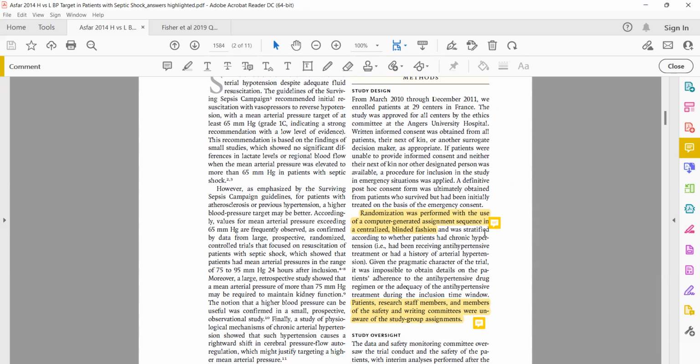What mechanism was used to select individuals, patients, participants, subjects for the trial, right? Randomization was used in a blinded fashion where patients did not know which group they were assigned to. Also, members of the safety and writing committees and staff did not know the assignments.